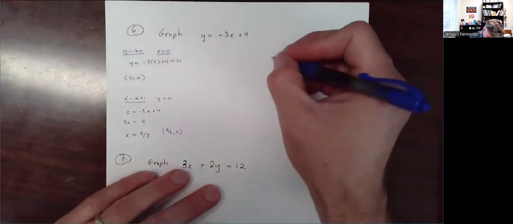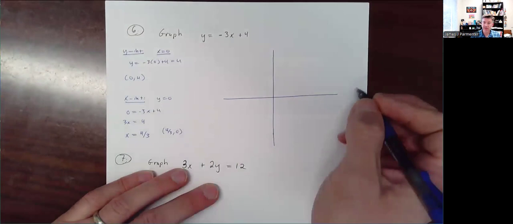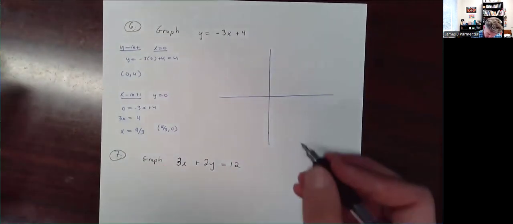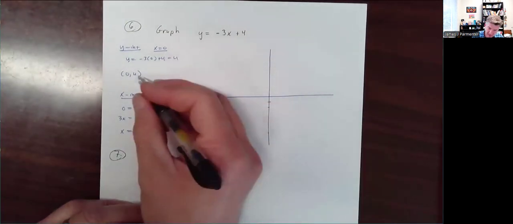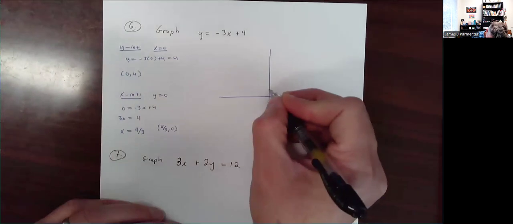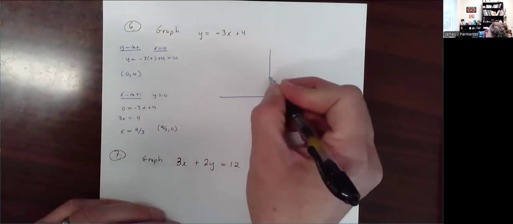Now I'm going to graph it. Doesn't have to be perfect. Just try to do the best we can. So my y-intercept is negative 4. I'm going to go down 1. Sorry, negative 4, positive 4. 1, 2, 3, 4.